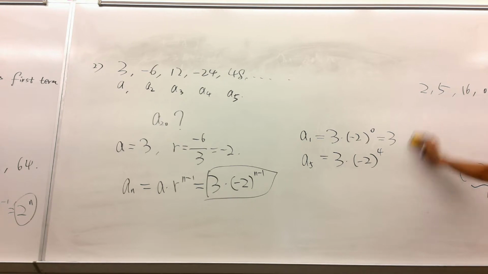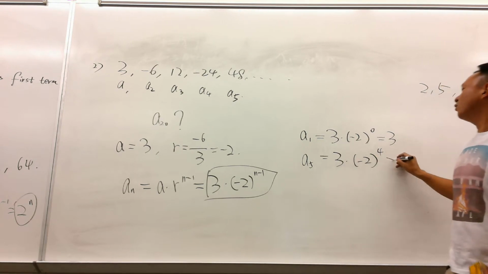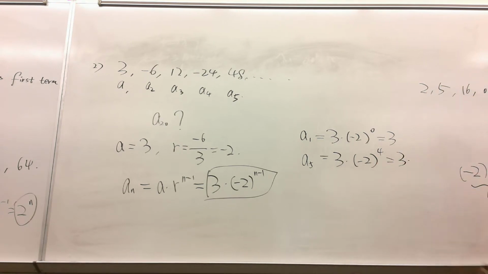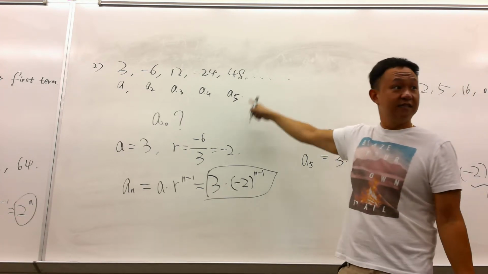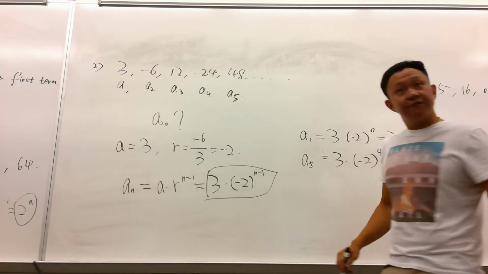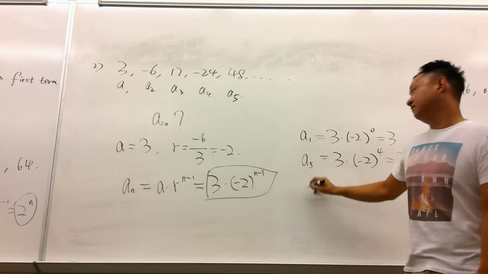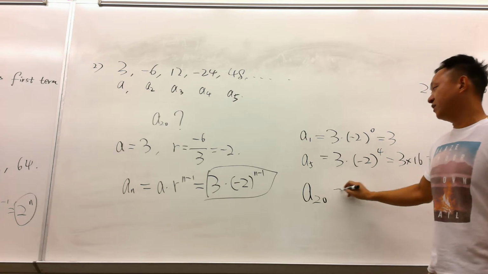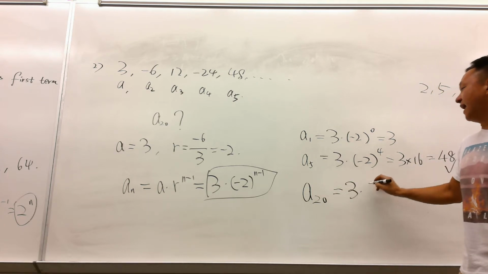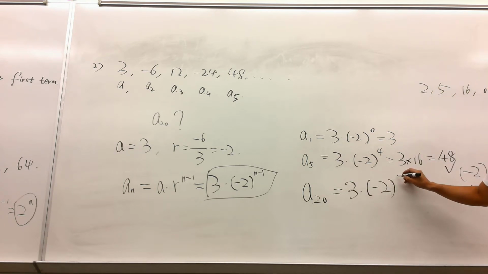And then what is going on? 3 times -2 to the 4th again is 16. And 3 times 16 gives you 48. Can you check if A5 is really 48? Is it? Yes. And then what if I really want you to find A20? Then you just do this: A sub 20 equals 3 times -2 to the power of 19. And then what are you going to do now?